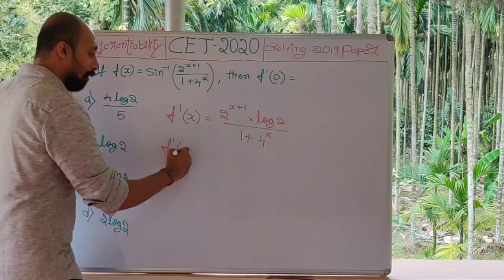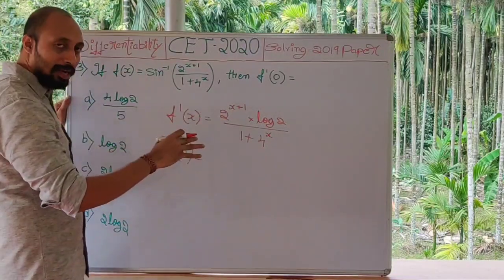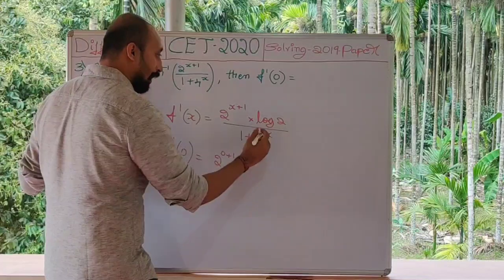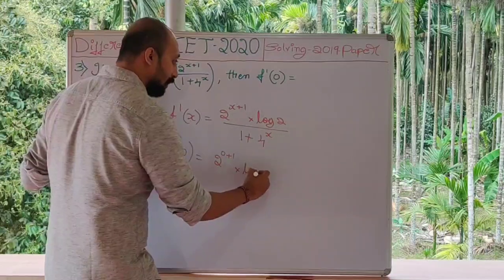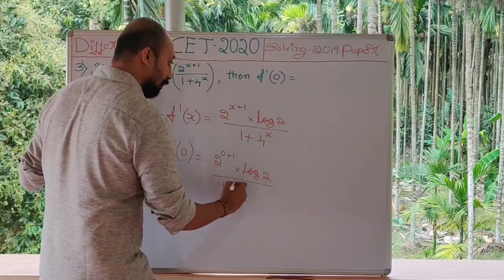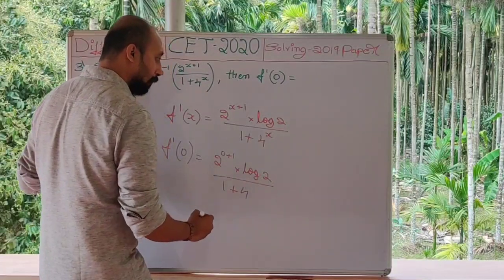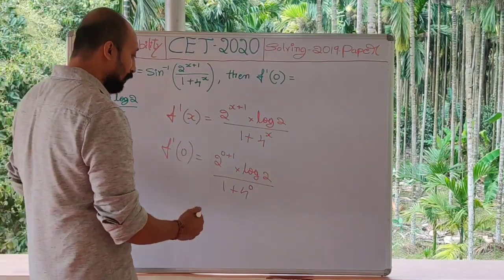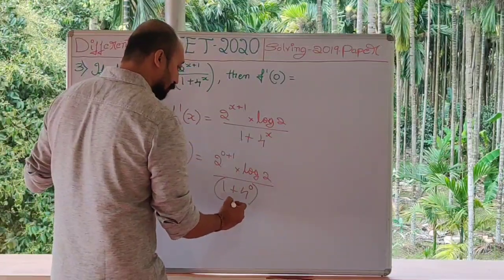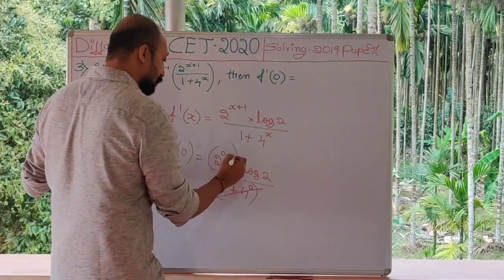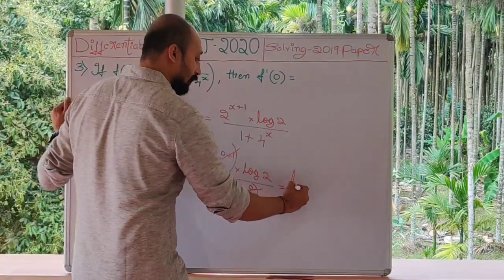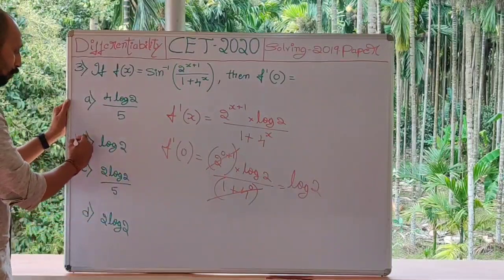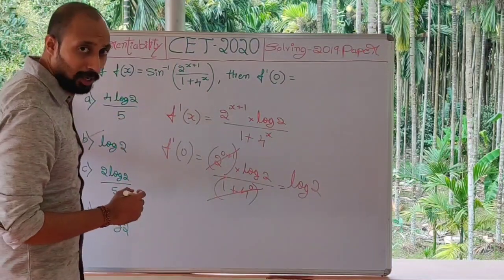So when I put f dash of 0, all the x values will become 0. So 2 to the power of 0 plus 1 and log 2 will remain as it is, divided by 1 plus 4 to the power of 0. What is 4 to the power of 0? 1. So this value will become 2. So this value and this value will get cancelled. What remains is log 2, 4 to the power of 0 is 1, 1 plus 1 is that. So log 2 is option B. Option B is your right answer.